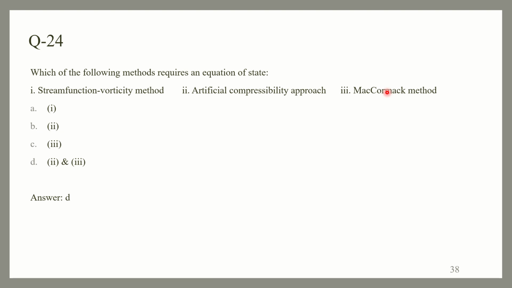Since in the artificial compressibility approach we are introducing an additional fictitious pressure term, and we are following a procedure similar to the one we use for compressible flow, the need for the equation of state arises over here. So the answer is both 2 and 3. Option D, 2 and 3, is the right answer: artificial compressibility approach and McCormack method. So the answer is option D.